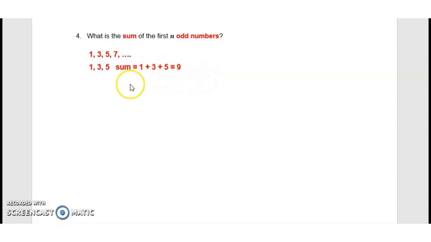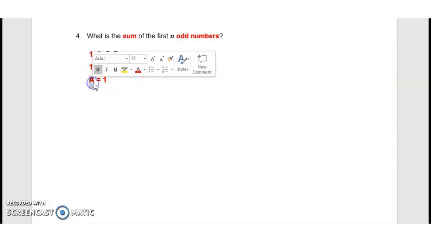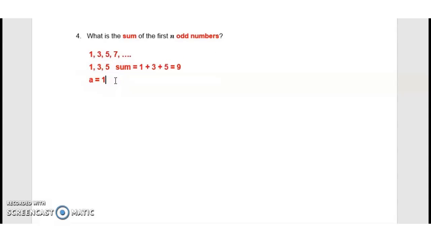Okay, we know that A equal to 1, the first term, and then the common difference D equal to 2. So how do we get it? 3 minus 1, or you can also put D equal to 7 minus 5, also we get 2. Okay, what is the sum?